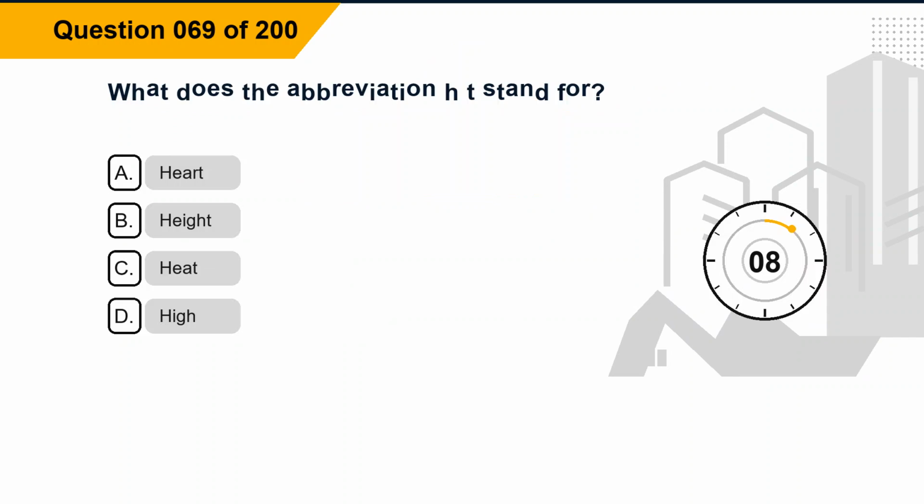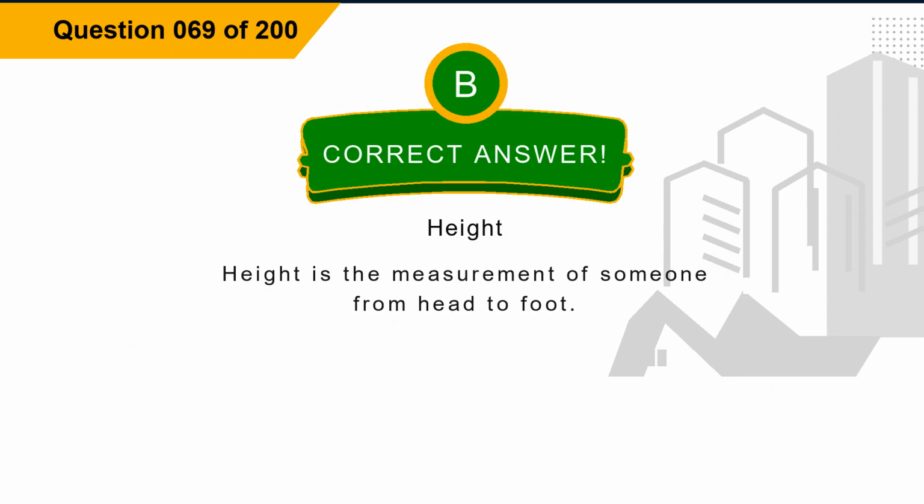Question 69. What does the abbreviation HT stand for? Option A, heart. Option B, height. Option C, heat. Option D, high. The correct answer is option B, height. Explanation. Height is the measurement of someone from head to foot.